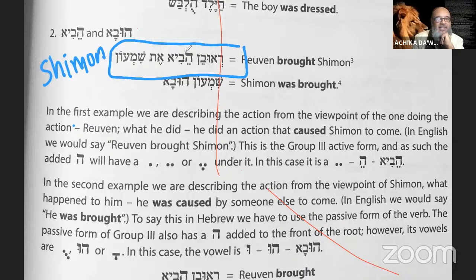Reuven, right? And he what? Havi. Just off Havi alone should tell us something. It's actively he's doing it. Havi eth. There's no dot in this T, so it's not et. It's eth. That's the biblical Hebrew way of saying it. Et is a modern Ashkenazi way of saying it. You want to keep it in its original eth. Sometimes you might see it with a dot, depends on what it is, but here it is without.